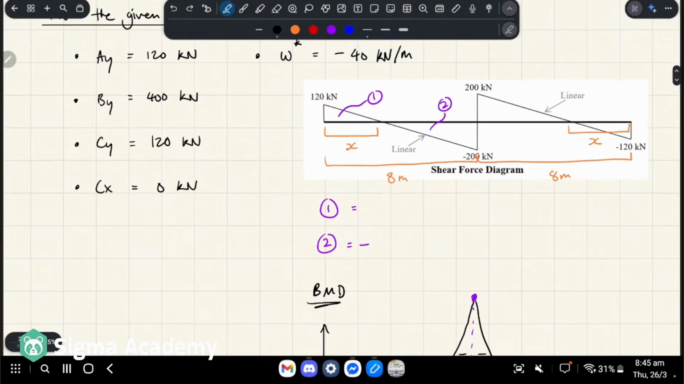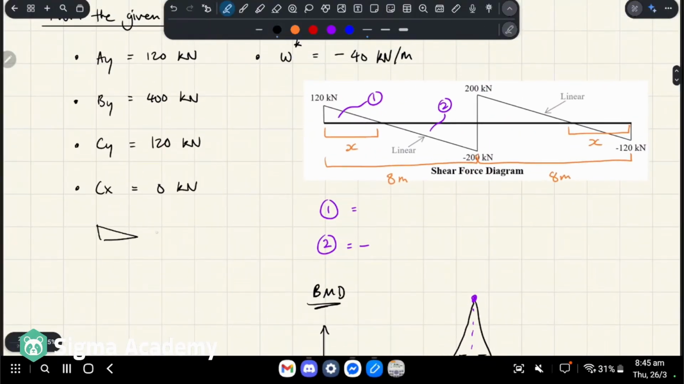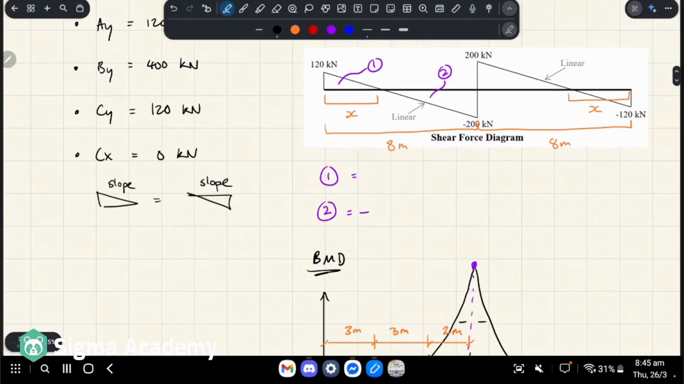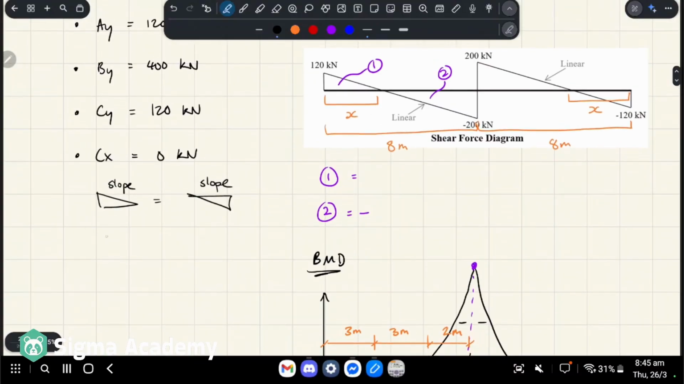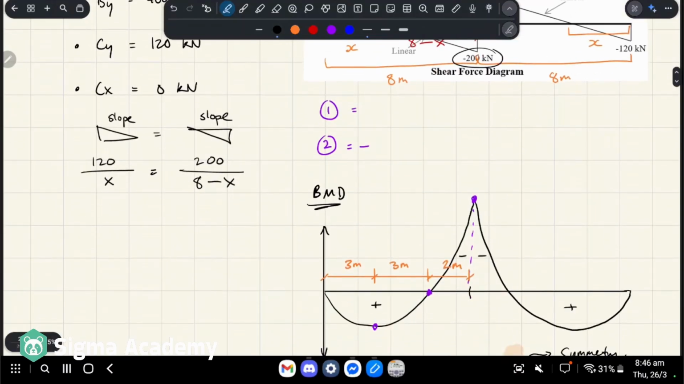So on the left, we'll say the slope is equal to the slope of this one, right? And how do we calculate slope? We go rise over run is equal to rise over run. So the rise of that first triangle is 120, and the run is x. And the rise of the second triangle in absolute value is 200, and the run is 8 minus x, right? It's 8 minus x, okay? Next we cross multiply.